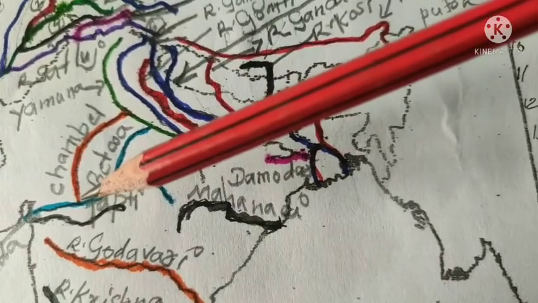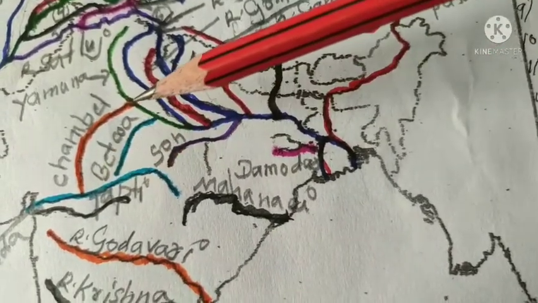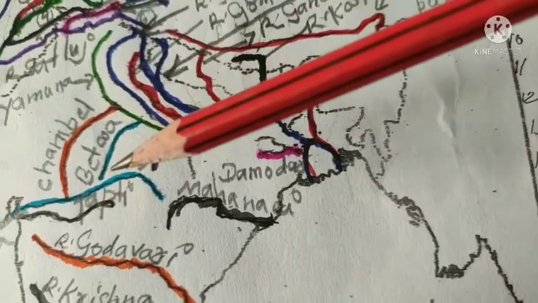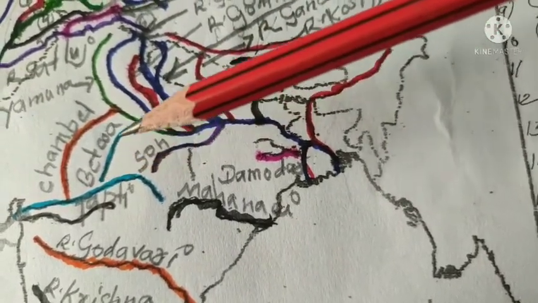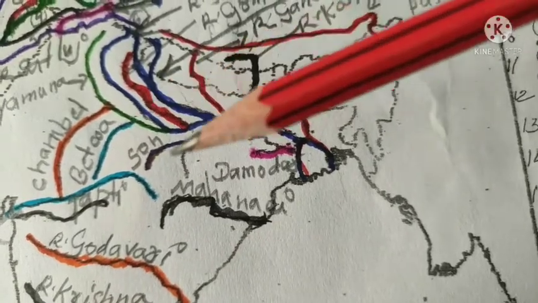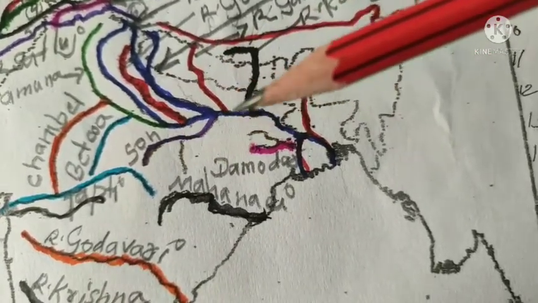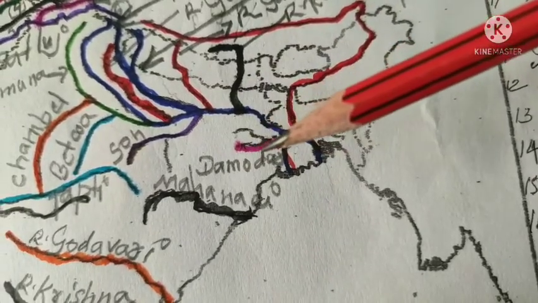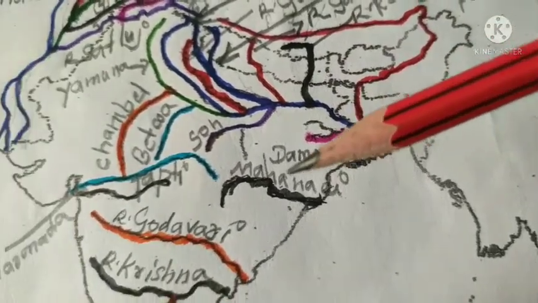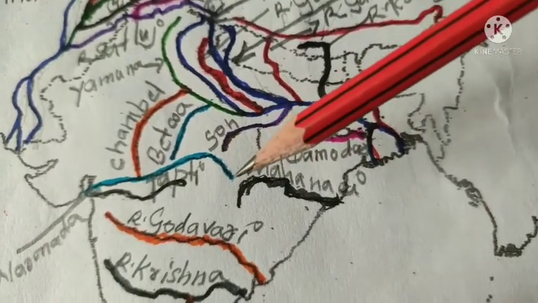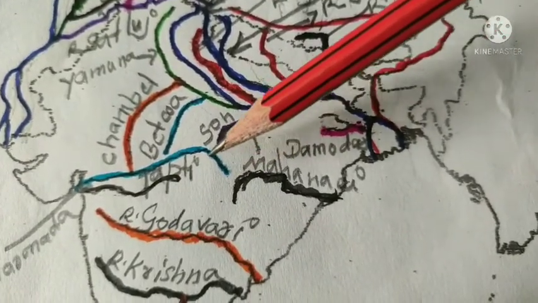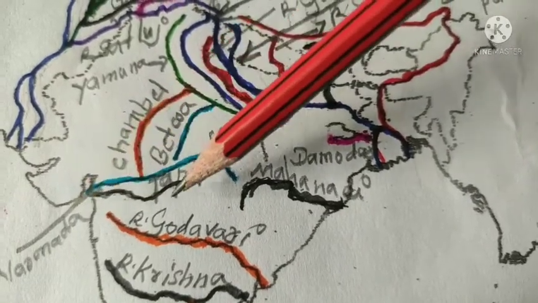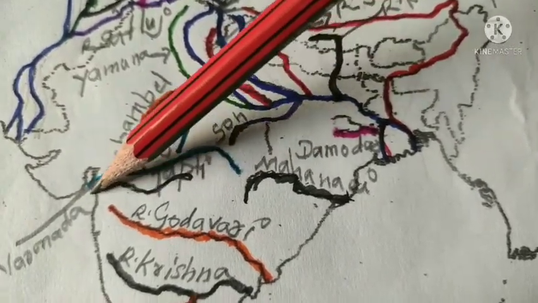First is Chambal, starting point is here, from here to here it is also merging with the river Yamuna. Next is Betwa, it is starting from here, merging with the river Yamuna. Next is Son, it also joins with the river Ganga. Next is river Damodar, it is also close to the Bay of Bengal. Next is river Narmada, it is flowing to the west, from here to here flowing to the Arabian Sea. Next is Tapti, it is also close to the Arabian Sea.